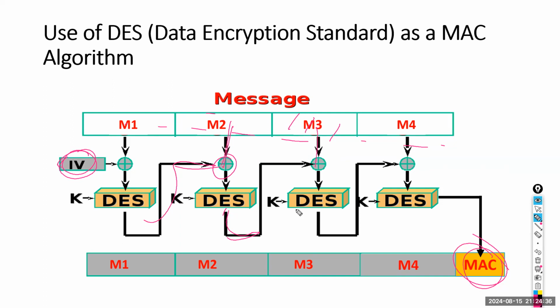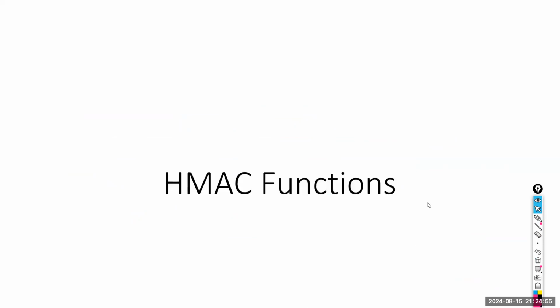So therefore, it's pretty much the same. The only difference is this is not a hash function. This is a block cipher, and we use a key also. And this is your final MAC digest. Right. So then what about HMAC?